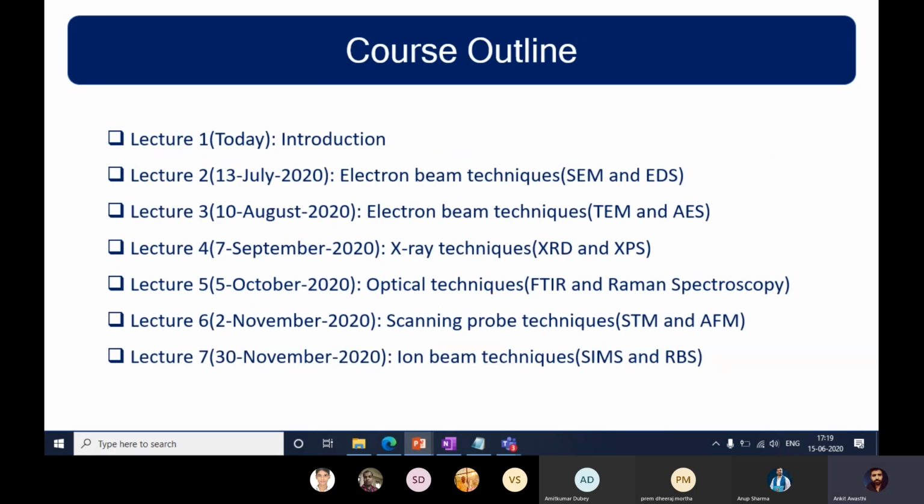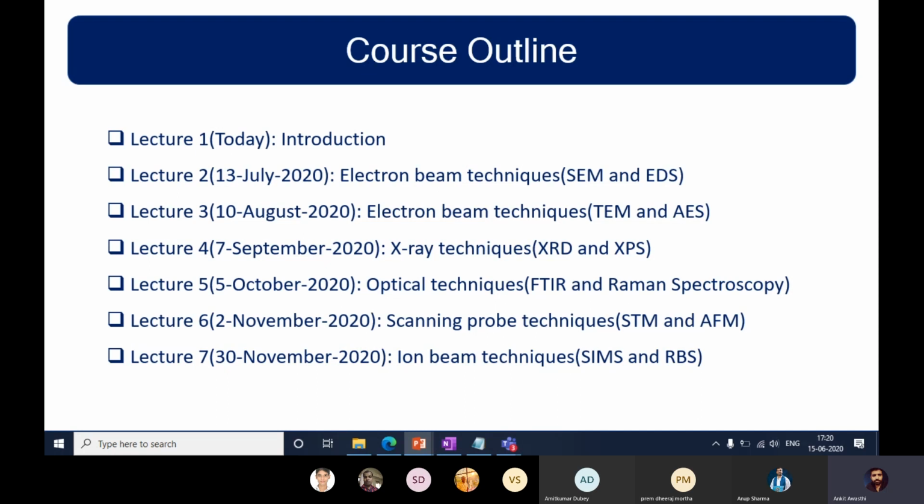So this is the course outline for this surface analysis program. Today is just an introductory lecture, and from the next lecture, which is scheduled on 13 July, we will study electron beam techniques. In that, we will mainly discuss SEM and EDS. After that, we are mainly analyzing four types of techniques: electron beam techniques, X-ray techniques, optical techniques, and scanning probe and ion beam.